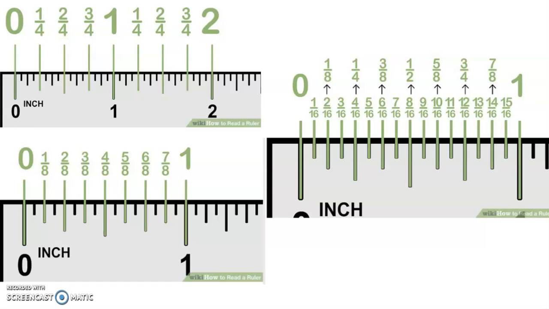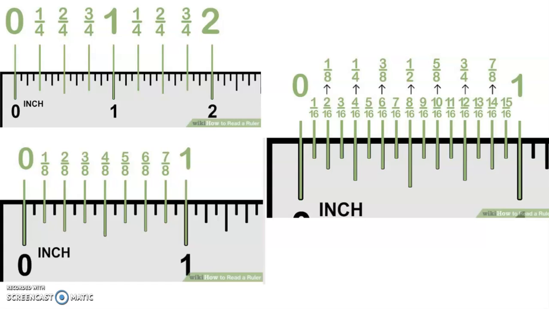If you look in this top left-hand corner, we have fourths. So the first longest line is 1/4, then we have 2/4, 3/4, and 4/4, which is 1.